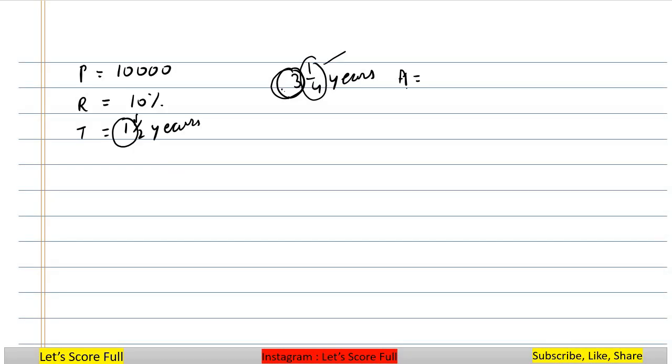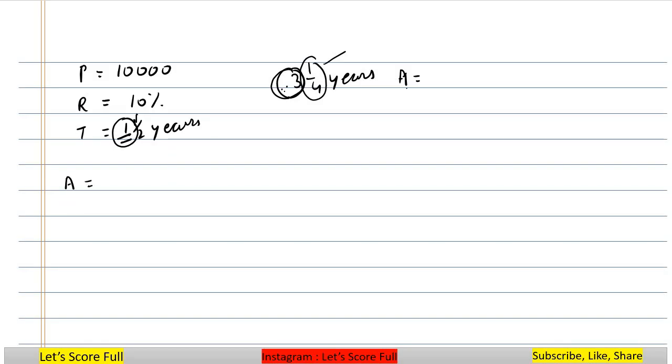Whatever amount you'll get after 3 years, you take that amount and calculate simple interest with the same rate of percent, but the time will be 1/4 years. Give me a minute, I'll explain this with an example. So don't worry, it is simple only. So here, the whole compounding period is 1.